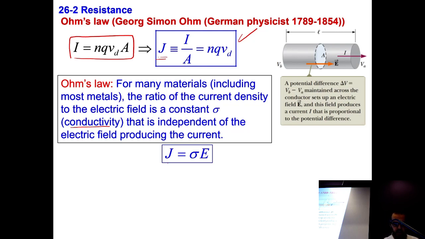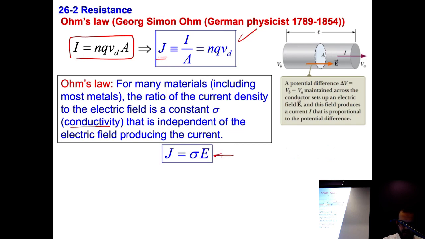So usually what we can write, instead of writing I is 1 over R times delta V. This is what you're used to: delta V is equal to Ri. Now, if we divide this by the area, we will see that later on it will simplify, because I did not introduce R yet, so we will do that later.